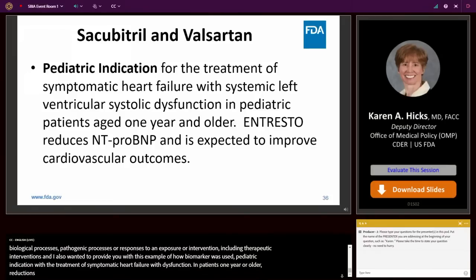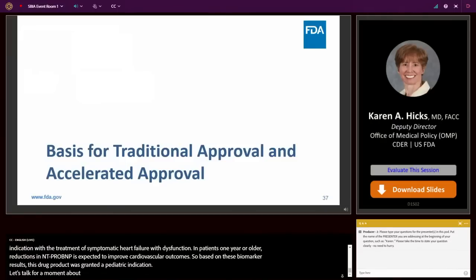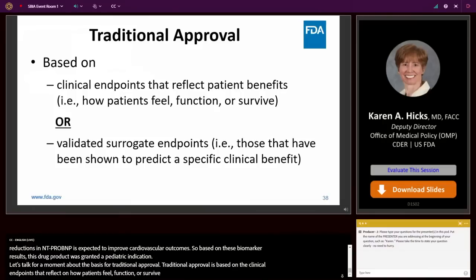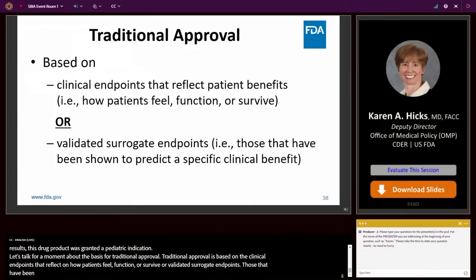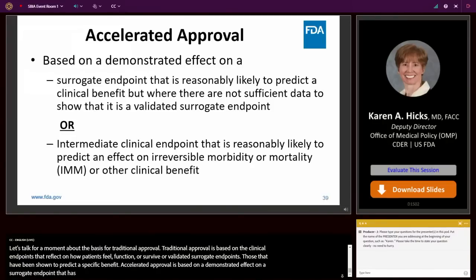Reductions in NT-proBNP were expected to improve cardiovascular outcomes. And so based on these biomarker results, this drug product was granted a pediatric indication. Let's talk for a moment about the basis for traditional approval and accelerated approval. Traditional approval is based on clinical endpoints that reflect how patients feel, function, or survive, or validated surrogate endpoints, those that have been shown to predict a specific clinical benefit. Accelerated approval is based on a demonstrated effect on a surrogate endpoint that has not yet been validated, but is reasonably likely to predict a clinical benefit, or an intermediate clinical endpoint that is also reasonably likely to predict a clinical benefit.